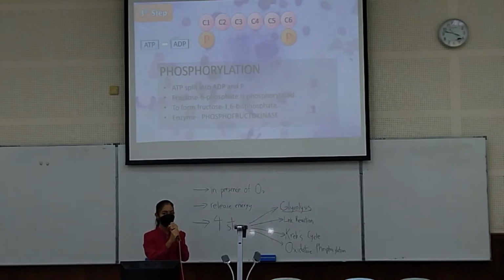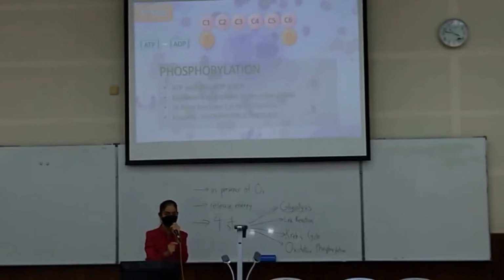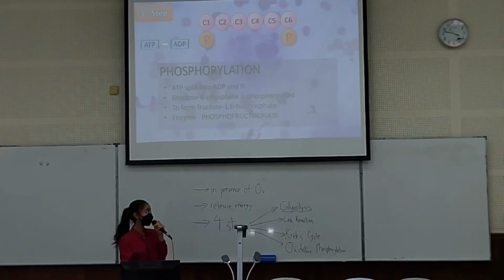What's the name of this product? We call this fructose 1,6-bisphosphate. Remember, 1,6 and bisphosphate. There are two phosphates, so we call it bisphosphate. Fructose 1,6-bisphosphate is the product for the third step.